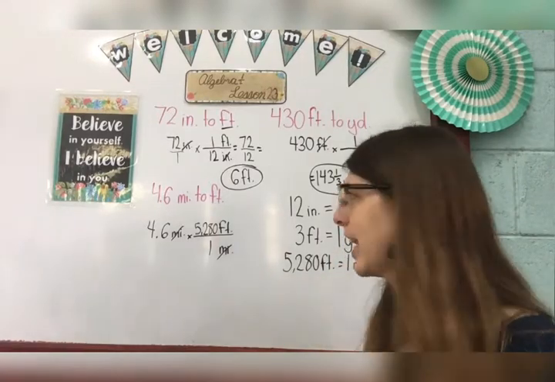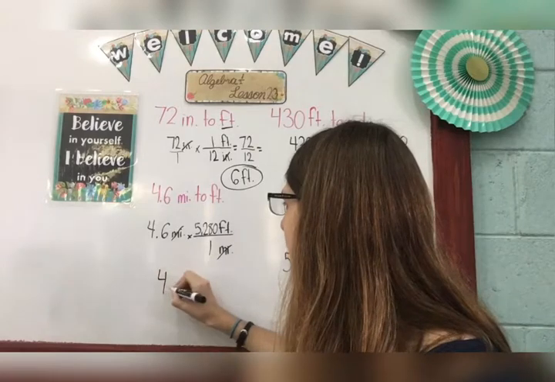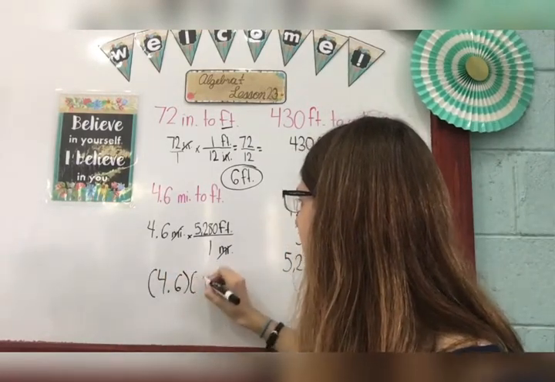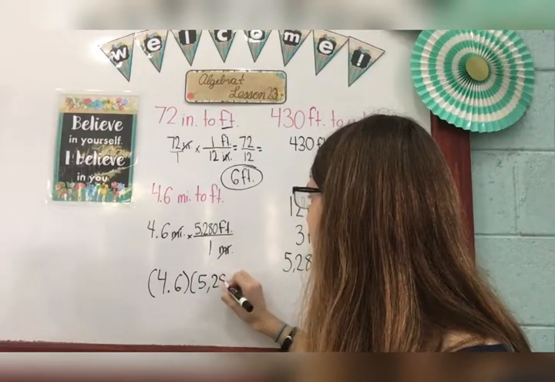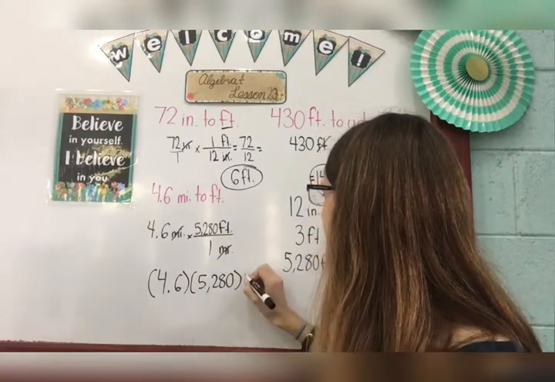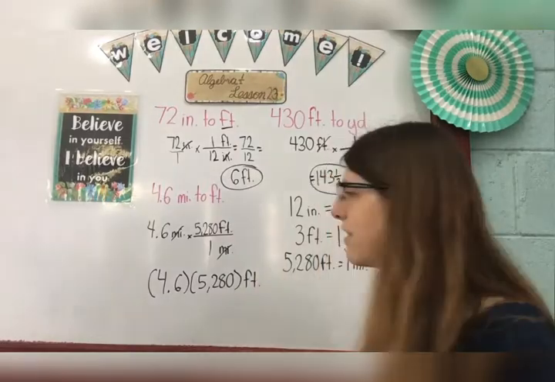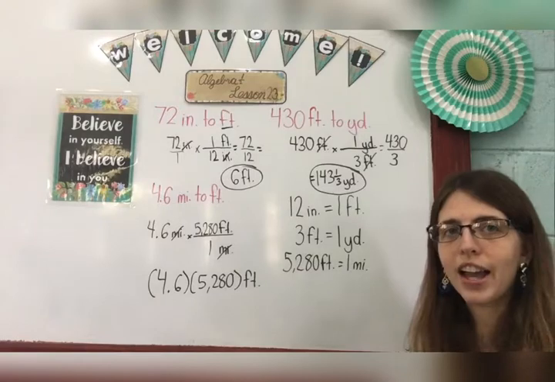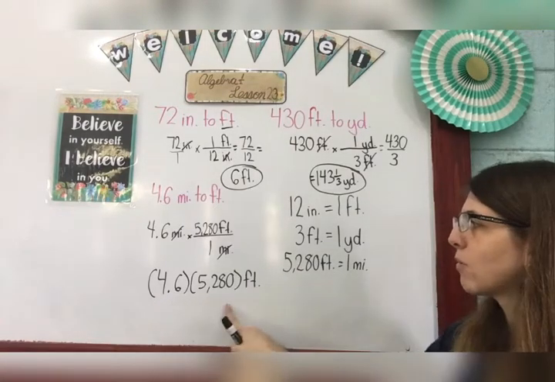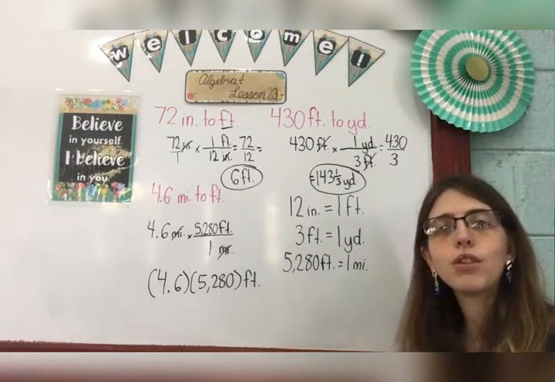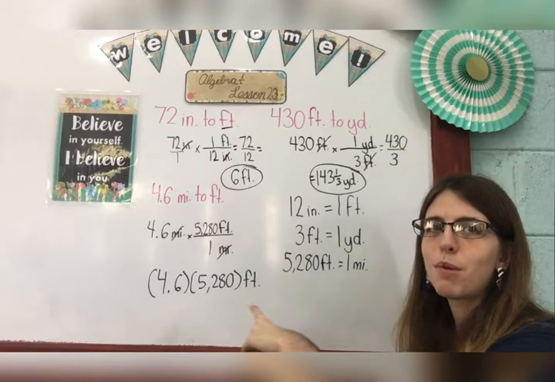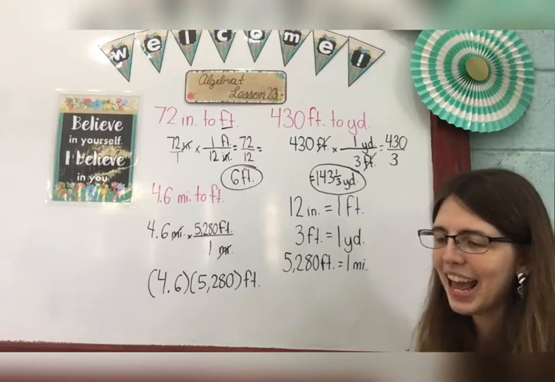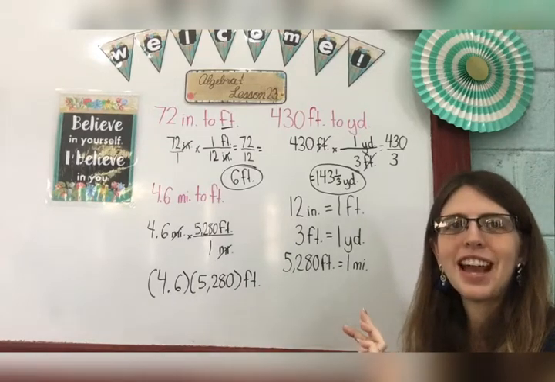When I multiply these together, now when you have big numbers like this, you don't always need to do the multiplication. You can just write it out like this. 4.6 times 5,280, and my unit would be feet. So you just keep it like that, and that's perfectly fine, because this shows me that you know you're multiplying these together, and you know your unit is feet. You don't actually have to do the multiplication of these big numbers. Woohoo! That's exciting, right? Yay, we've reached that point. Okay, pause now and do your practice.